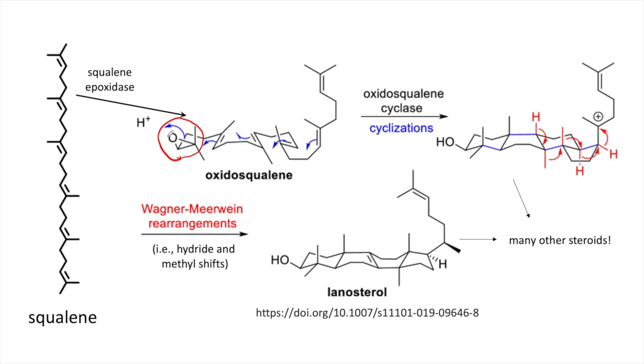And now these arrows are telling us that this is getting protonated by some enzyme. And when it does, that epoxide is now a really good electrophile. What's the nucleophile? The nucleophile is going to be the double bonds within the molecule. So this pi bond can act like a nucleophile to make a new bond there. And when it does that, that makes this carbon electron poor.